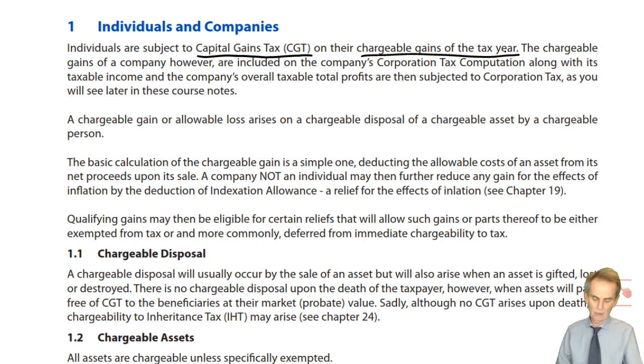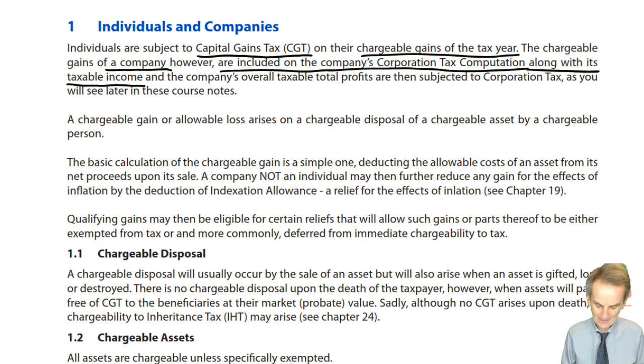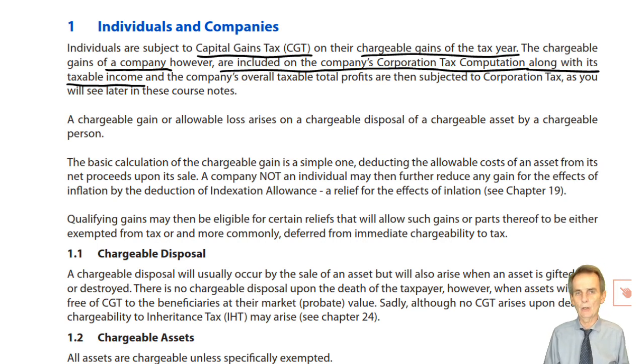So, individuals are subject to capital gains tax on what will be their net overall taxable gains of the tax year. We've not yet dealt with corporation tax, though we've made references to it. But the chargeable gains of a company are included on the company's corporation tax computation along with its taxable income. So whereas we have just made the specific point for individuals that we have a separate income tax computation and a separate CGT computation, there are no such separations when it comes to corporate tax. A company is chargeable to corporation tax, well, a UK resident company anyway, on its worldwide income and gains.